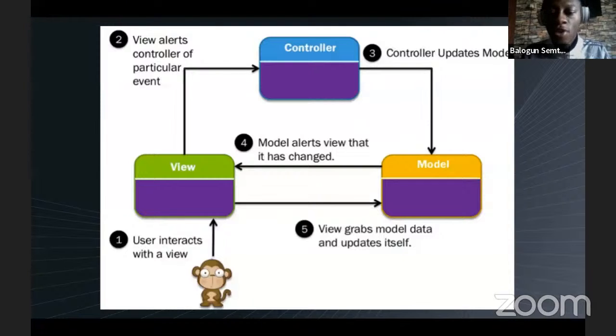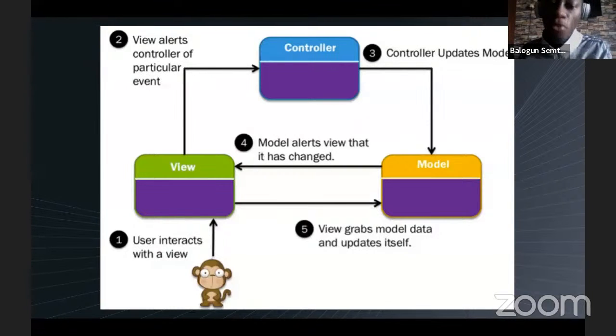You have the view, you have the model, you have the controller. All right, this is where it works. So the user interacts with the view, like I mentioned, and then the view alerts the controller of a particular event, or what the user has done. And based on that event, the controller then updates the database that is represented by the model.